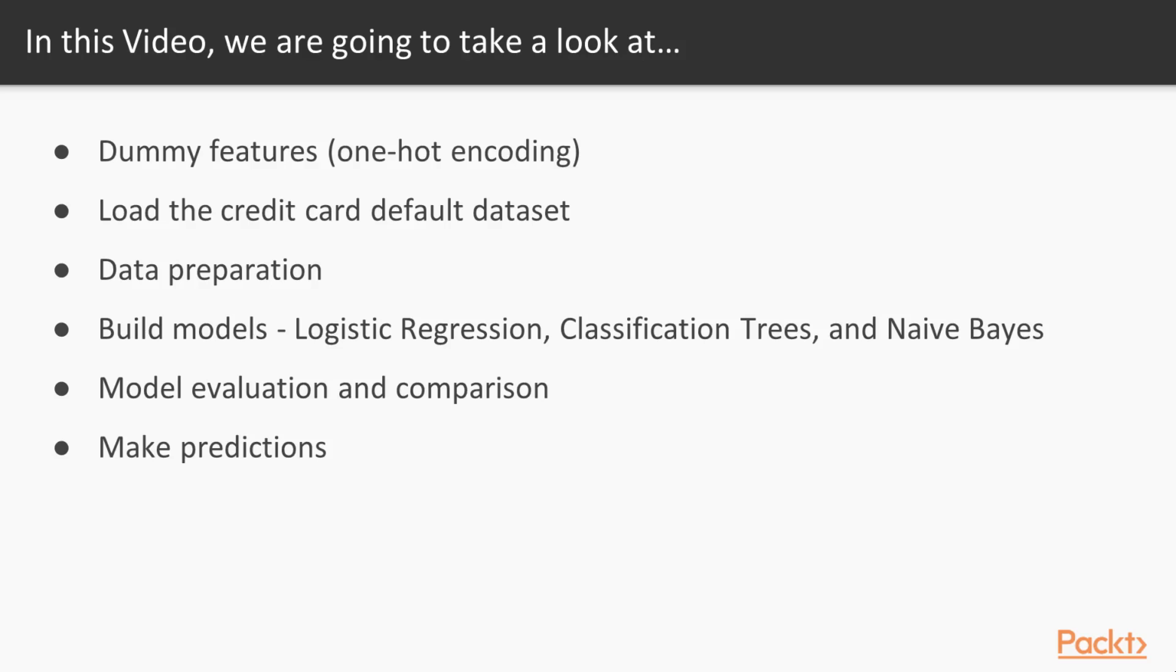We will load the credit card default dataset. We will do very quick data preparation. Then we will use the models we learned about in the last section, logistic regression, classification trees, and naive Bayes, and we will build models, we will evaluate them and compare them, and then we will pick the best one to make predictions.